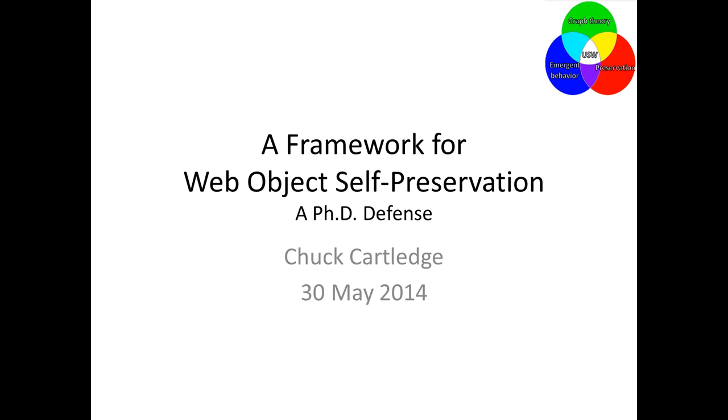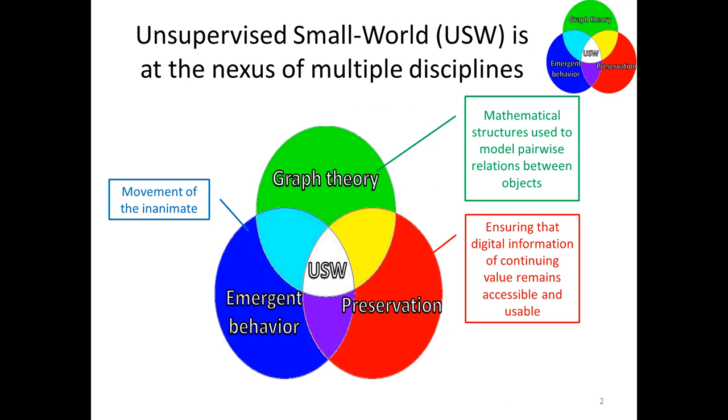During this presentation, we're going to talk about what a USW system is, in that it is at the nexus of multiple disciplines, specifically emergent behavior, preservation, and graph theory, where emergent behavior is a movement of the inanimate, preservation is ensuring that digital information of continuing value remains accessible and usable, and graph theory is mathematical structures used to model pairwise relations between objects. Lots and lots of words there. The body of that explanation and details are given in the dissertation.